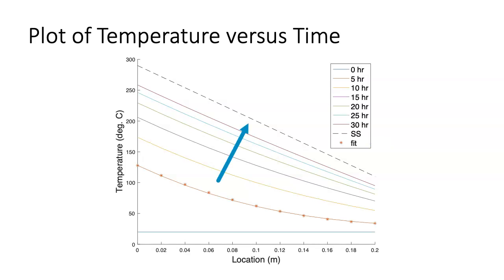As time continues to increase, the temperature in the wall continues to increase and asymptotically approaches a steady-state distribution that is linear. Later in this class, we will learn how to solve for the steady-state distribution when we cover Chapter 3, and we will learn how to solve for the transient solution when we cover Chapter 5.